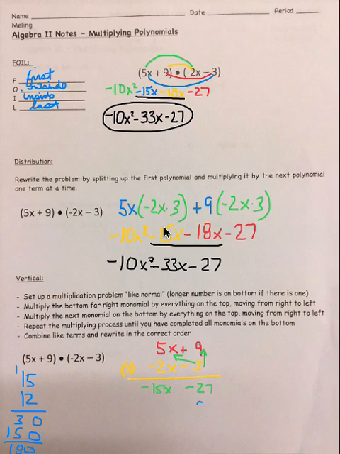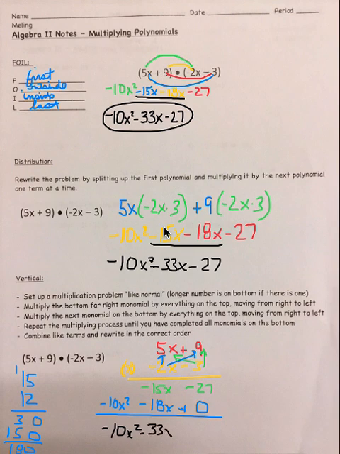Then I'm going to drop a 0 just like normal. Then I'm going to do negative 2x times 9. It's going to give me negative 18x. I'm going to line it up. And then I'm going to do negative 2x times 5x. I'm going to get negative 10x squared. And then I'm just going to add everything up. Negative 10x squared minus 33x minus 27. And voila, we get the same answer for all three problems, doing them in different ways.